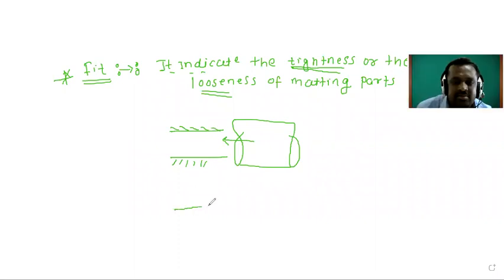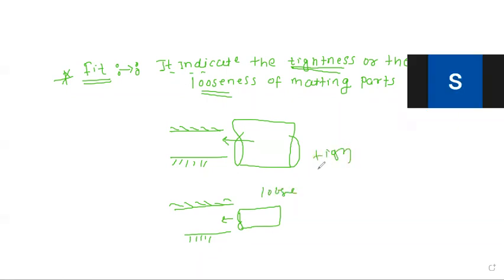Then another example. This is the hole and this is the shaft. Suppose we have to insert that shaft into this hole. Again, it is showing the looseness or the tightness. That is called the fit. Fit gives us the information about whether there is tightness or looseness when two parts meet each other. Fit is nothing but it indicates the tightness or looseness between two metal parts. So understood?